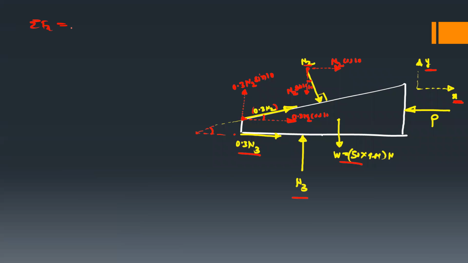So use summation Fx = 0. For the summation Fx = 0, I will start from this component, which is N2 cos 10, on the positive side. After this, we have this component, it is also positive, 0.3 N2 cos 10. Then we have this force, which is a friction force, 0.3 N3. And then this P force, which is on the negative side. This is equal to 0. Okay, so in this equation, only the N2 value is known, but we don't know the N3 value and the P value. So write the second equation, summation Fy is equal to 0.